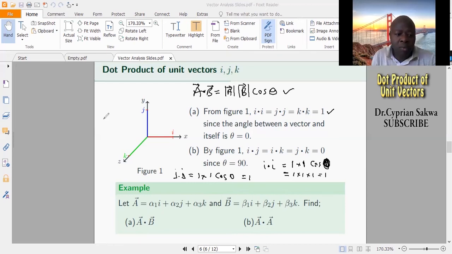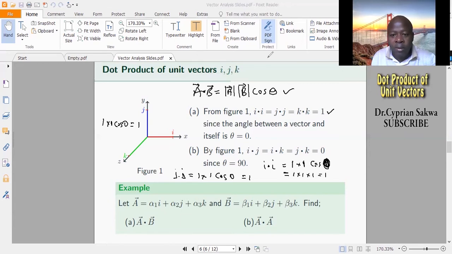Because k dot k will do the same thing. It will be the magnitude of k, which is 1, times the magnitude of k again, which is 1, times cos 0. 0 is the angle between k and itself, and that will be 1 times 1 times 1, which is 1. So k dot k is also 1.